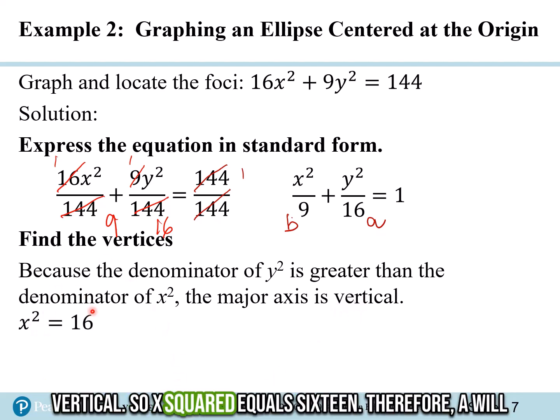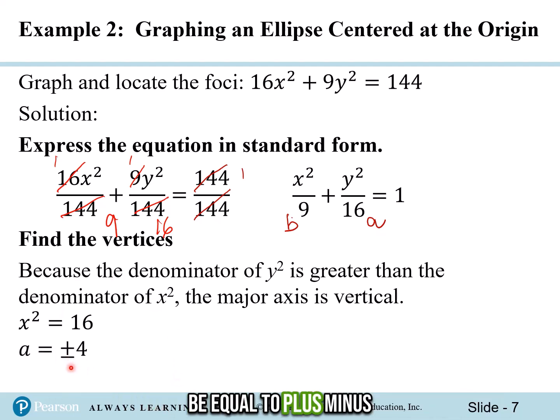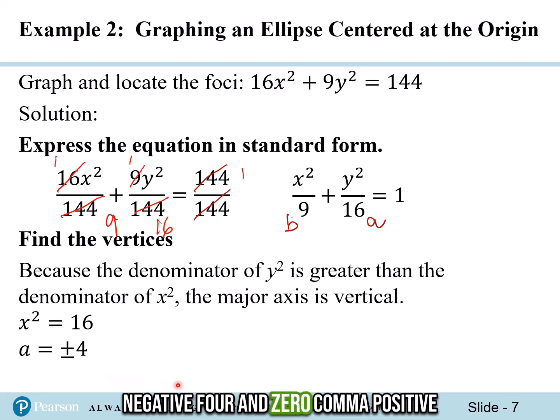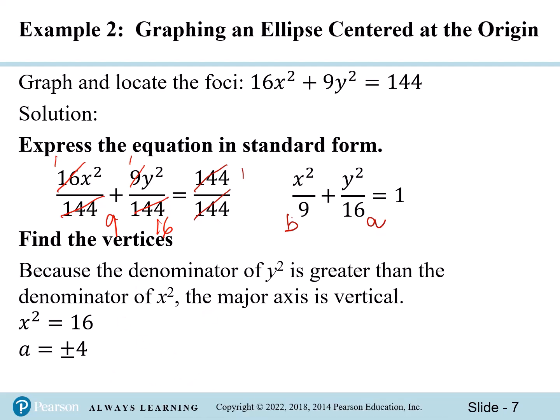So a squared equals 16. Therefore, a will be equal to plus or minus 4. So the coordinates of the vertices would be at (-4, 0). Now, if this is a vertical positioning, then it'll be (0, -4) and (0, 4).